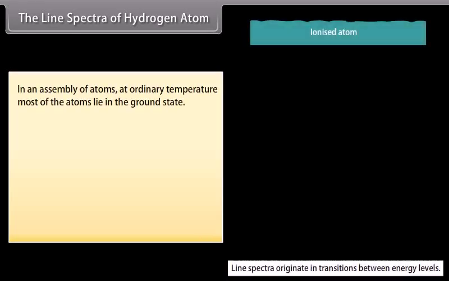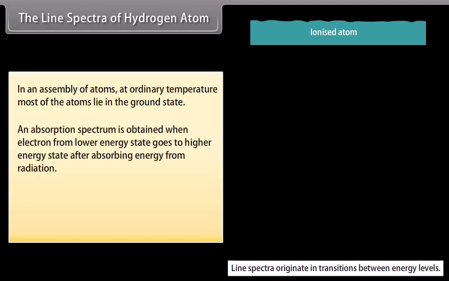The line spectra of hydrogen atom. In an assembly of atoms at ordinary temperature, most of the atoms lie in the ground state. If white light is passed through such an assembly of hydrogen atoms, the transmitted light will not have radiations of various wavelengths. It is the absorption spectrum of hydrogen corresponding to Lyman series. An absorption spectrum is obtained when an electron from a lower energy state goes to a higher energy state after absorbing energy from radiation. The frequency of absorbed radiation is given by h nu equals E high minus E low.